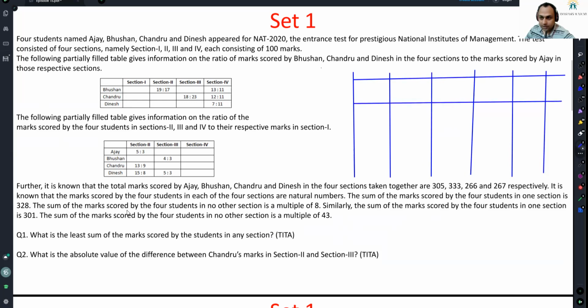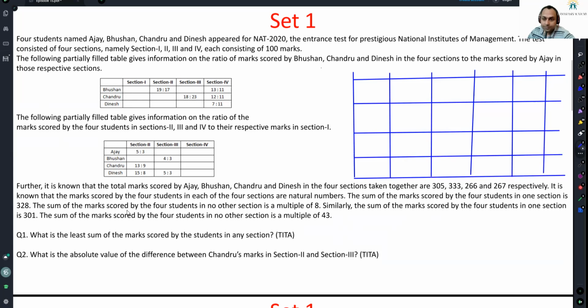So this is for the first kid. This is for the second kid. This is for the third kid. I get one for the fourth kid. I need one more row for the overall summation. Okay, I'll write it at the top. So I've got section 1, section 2, section 3, and section 4, and sum of each of the students. Name of people are Ajay, Bhushan, Chandru, and Dinesh.